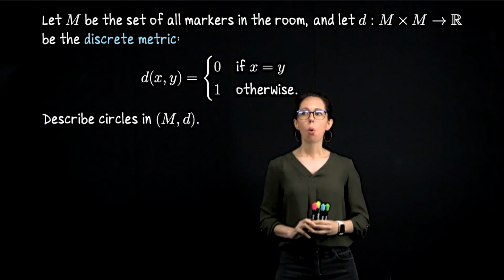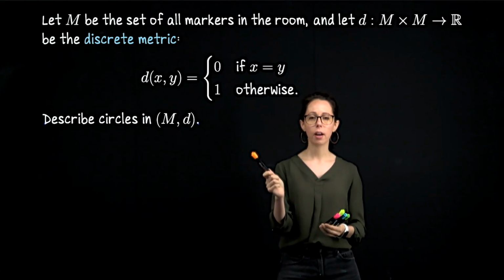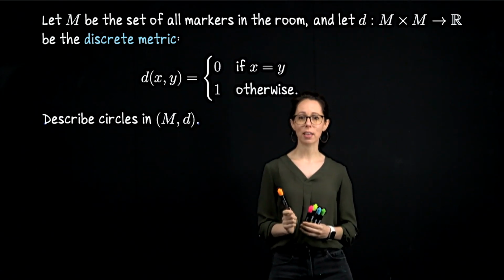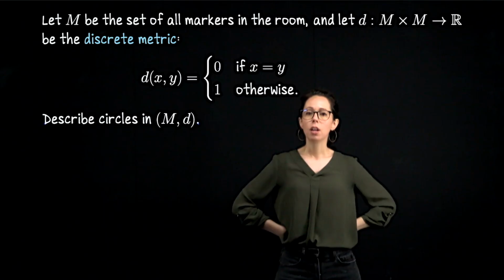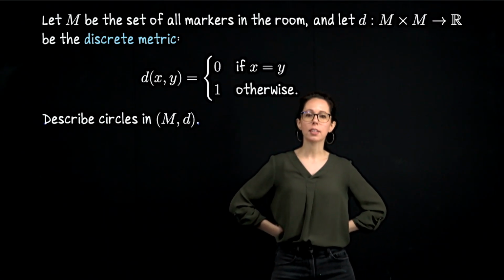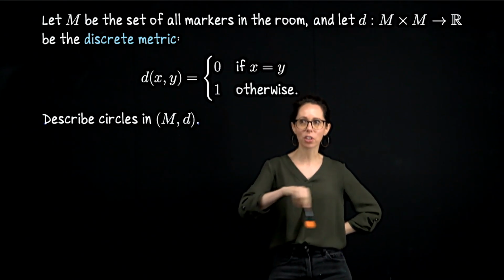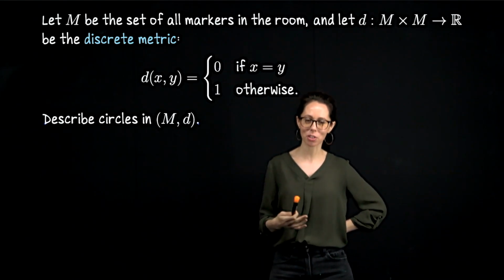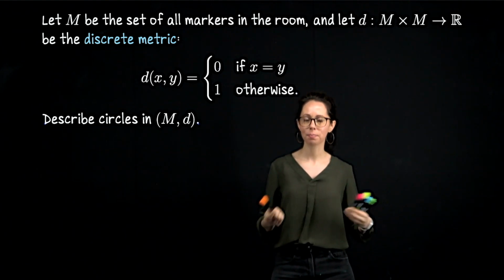Okay, what about the circle around the orange marker of radius 2? What does that look like? That is the empty set. No markers at all are distance 2 from this orange marker, so there is nothing in the circle. The circle consists of no elements from this discrete metric space. Same thing for the circle of radius 1/2.